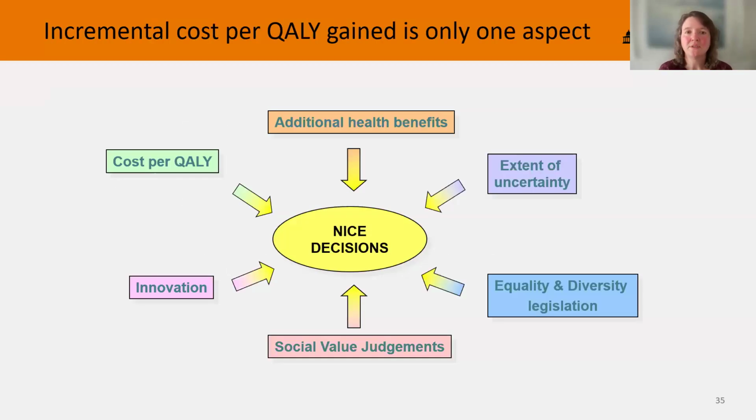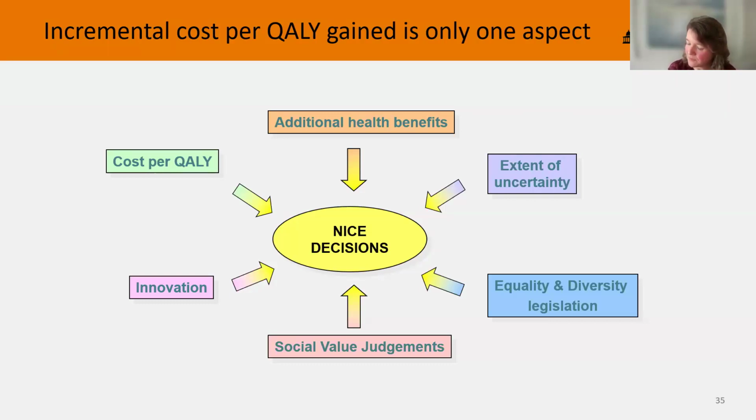So what else goes into NICE decisions apart from cost per QALY? All sorts of things. So uncertainty we've already talked about. Equality and diversity legislation I've talked a bit about. So we don't want to increase inequality. So that's a big part of it. Innovation. So that we've already talked about as well.